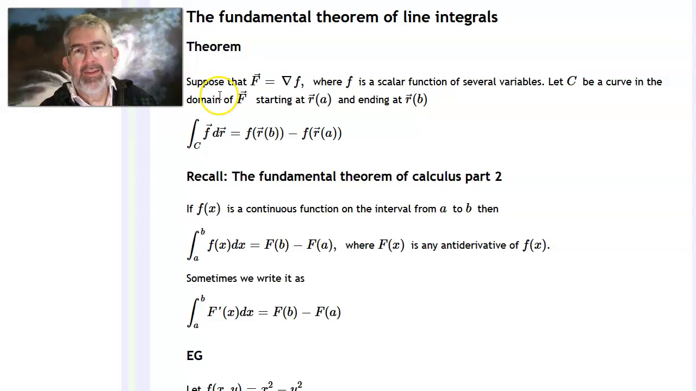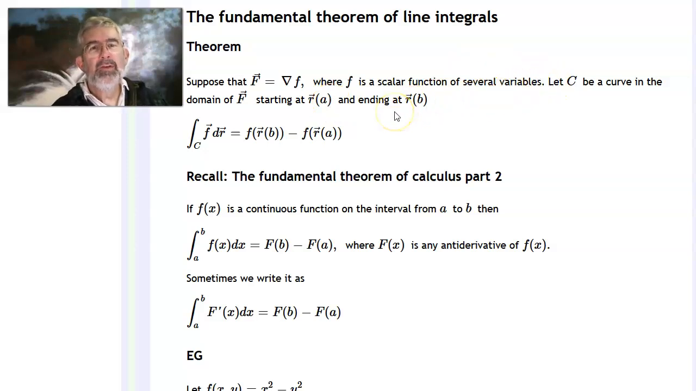And it goes like this. Suppose that capital F is a vector field, which is actually the gradient of little f, where little f is a scalar function of several variables. And you've got a curve C that's defined in the domain of the vector field F, starting at r of a and ending at r of b, where r of t is the parameterization for C.